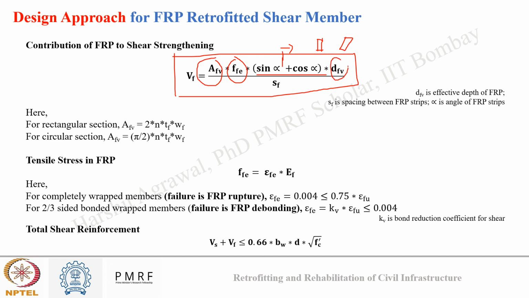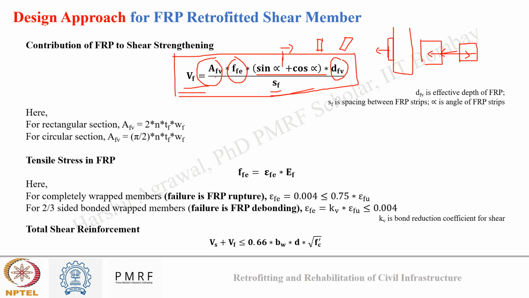Then there is the thickness of FRP, the thickness of the plate that I am installing on the column member, and SF, the spacing between the FRP. So suppose I am using FRP strips. What is the spacing between FRP? The center to center spacing between FRP, so this is given by SF. This whole equation dictates the strength contribution of FRP to shear strengthening.